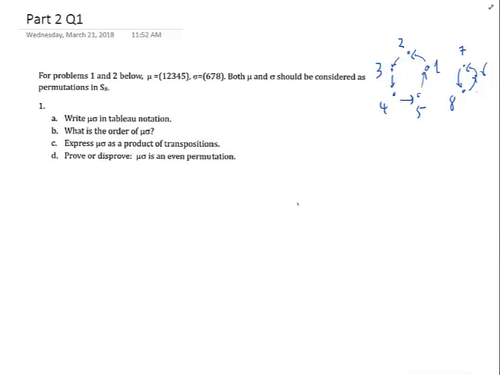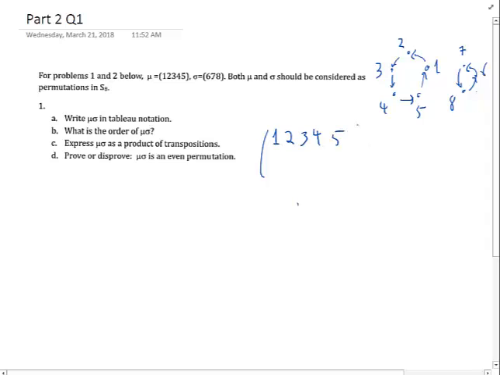But let's go ahead and write in Tableau notation. In Tableau notation, you basically look at each element and see what it goes to. So the elements are 1, 2, 3, 4, 5, 6, 7, and 8. Now, if you look at this picture, 1 goes to 2, 2 goes to 3, 3 goes to 4, 4 goes to 5, 5 goes to 1, 6 goes to 7, 7 goes to 8, 8 goes to 6. All right, so that's for part A, and that's kind of a warm-up problem.